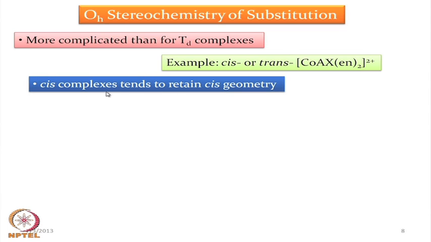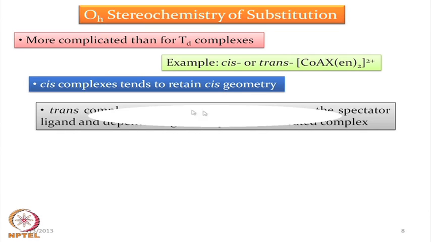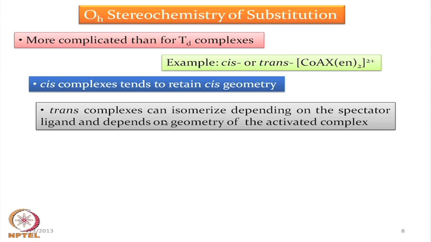The cis complexes always tend to retain the cis geometry. That means if we start from the cis geometry, the end product is also the cis geometry, whether we go for the substitution of the Cl by the hydroxide group. For the trans complexes, we can have isomerization depending upon the spectator ligand and the geometry of the activated complex. For the trans complexes we will see how the activated complex can be different from the cis complex, and this activated complex can react differently with the incoming group.